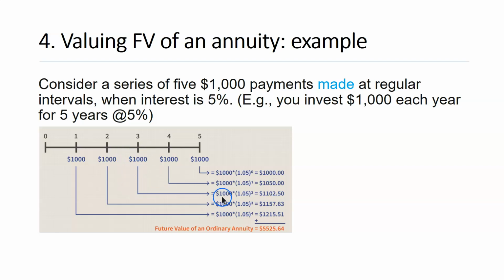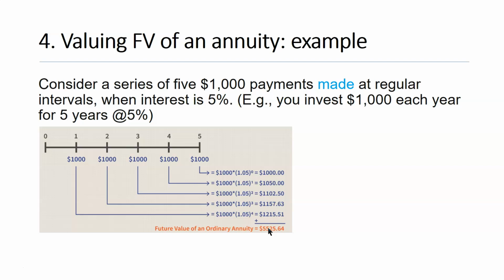This payment in year 3 will be compounded twice because it will generate interest twice, in year 3 and in year 4. So you will apply compounding factor raised to power 2 and so on. If you add up the values of each individual payment, you will get $5,525. This will be the future value of this specific annuity.